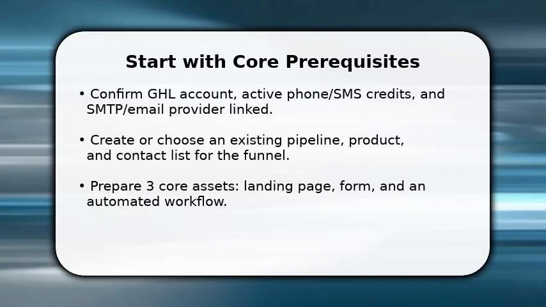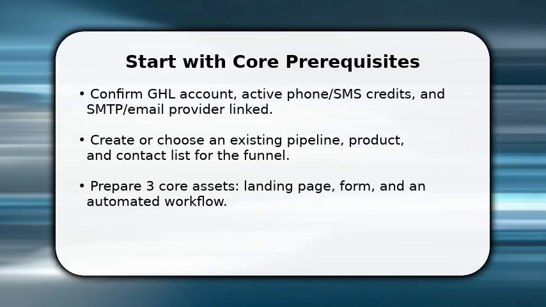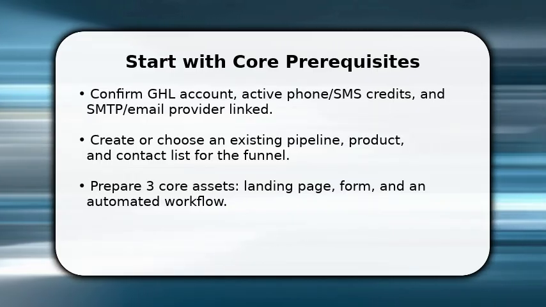You begin by verifying essentials so you don't stall later. Check your GoHighLevel account, ensure SMS and email sending are active, and link SMTP. Once done, pick or create a pipeline and a product that the funnel will promote.